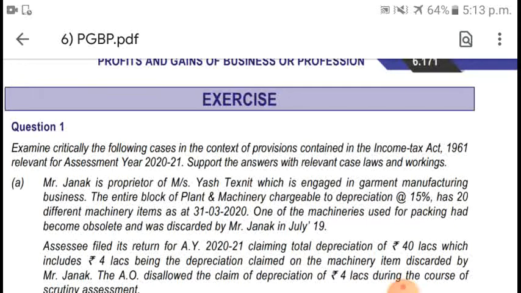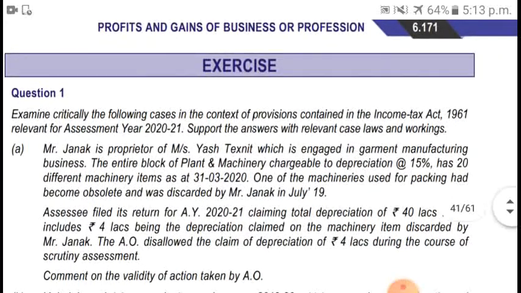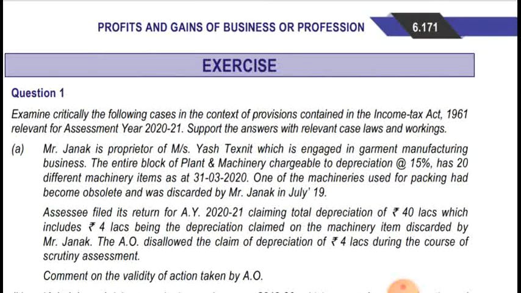Okay, so let's start with exercise number 1. Question 1. Examine critically the following cases in the context of the provision contained in Income Tax Act 1961 relevant for the assessment year 2021. Support the answer with relevant case laws and workings. Okay, we have to support the answer with relevant case laws and workings.